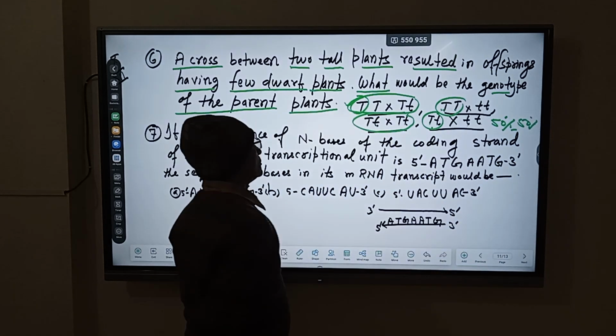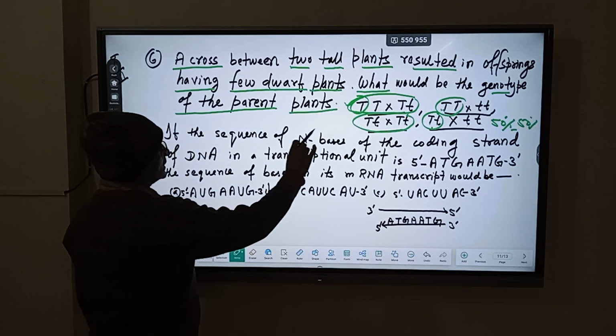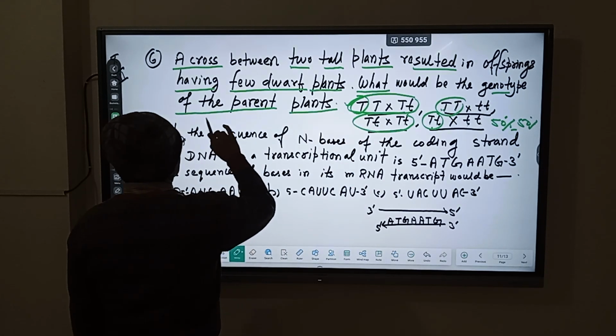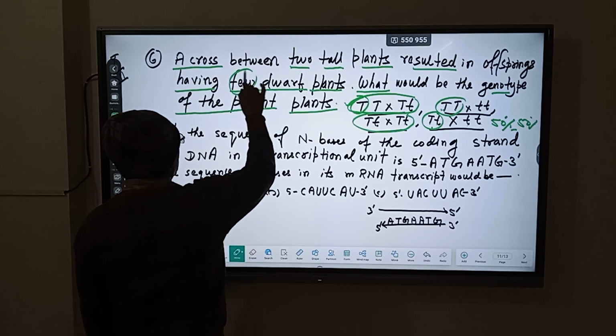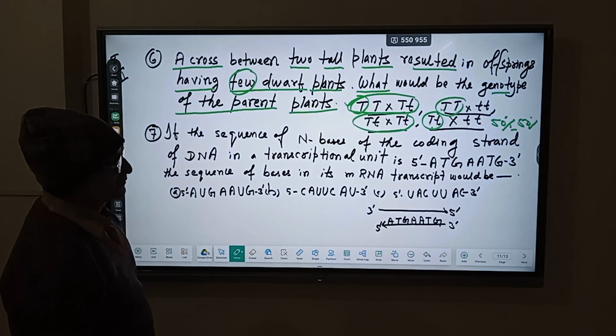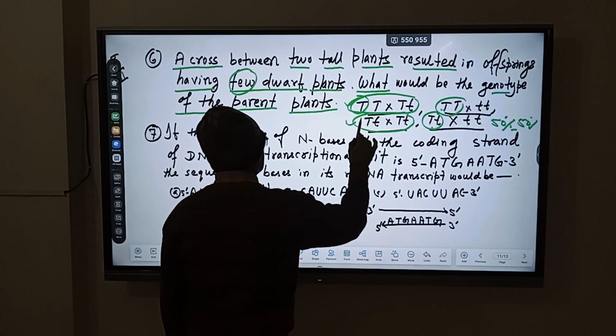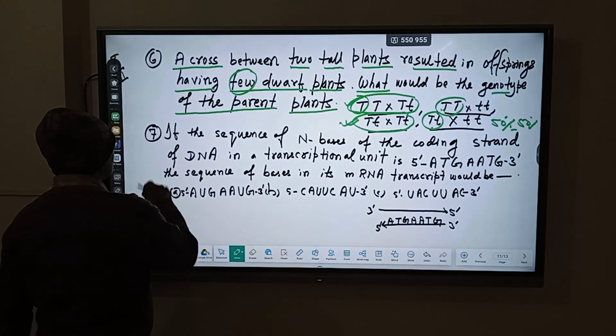This is a test cross. But what is your question saying? Your question is saying that the offspring have a few dwarf plants. So for few, your correct answer will be this one.